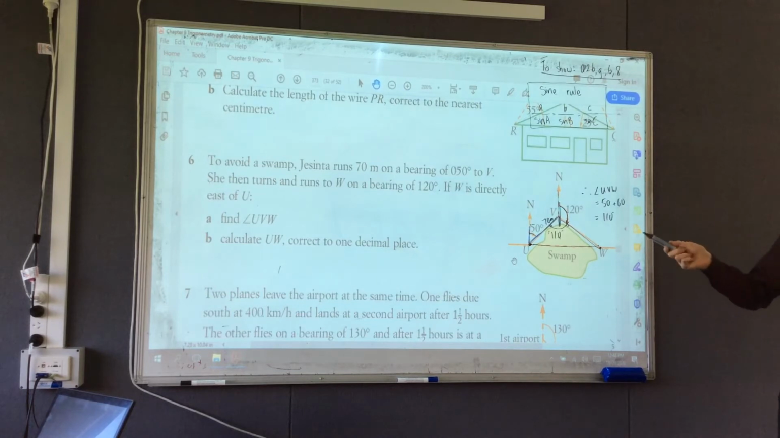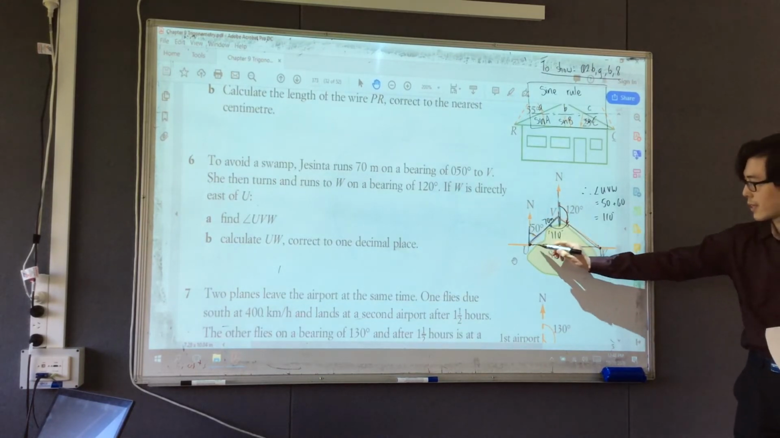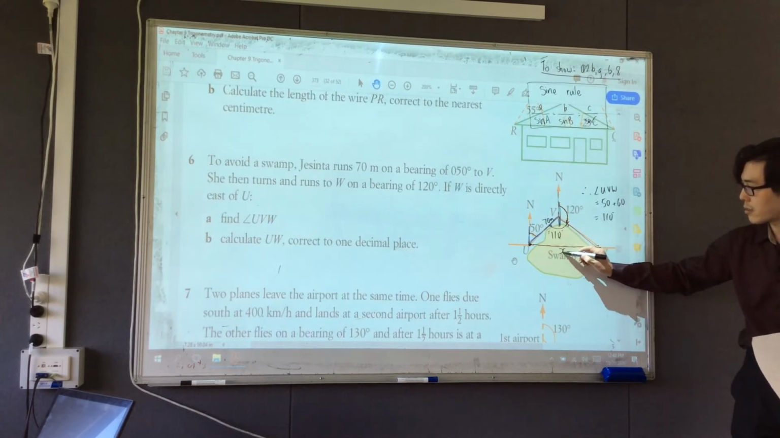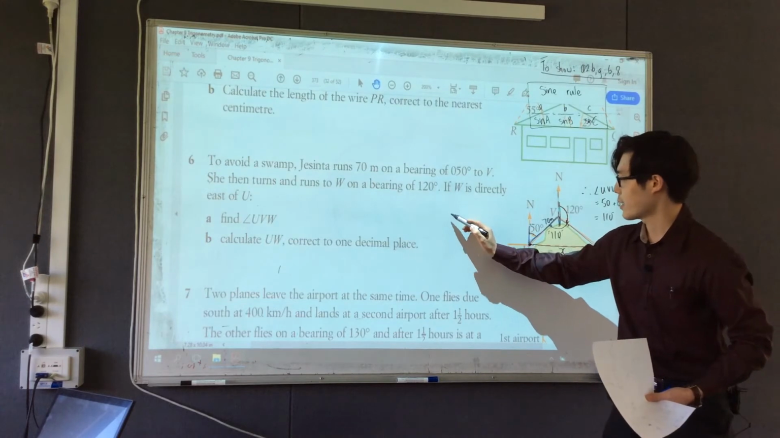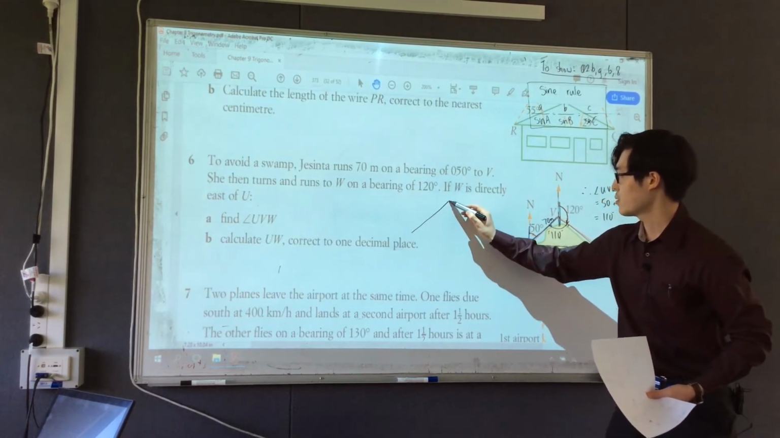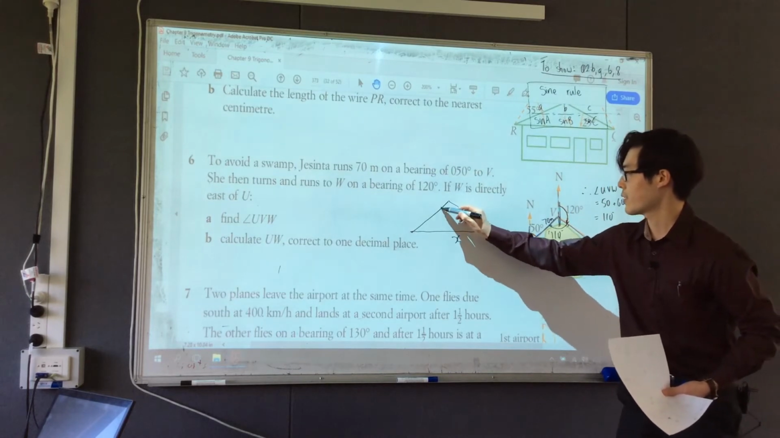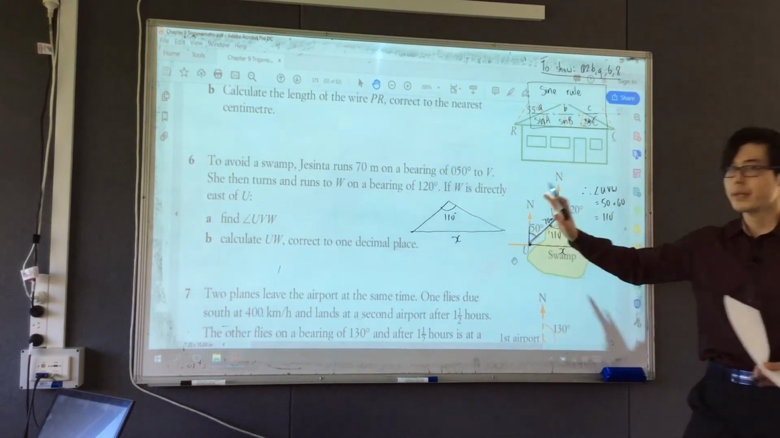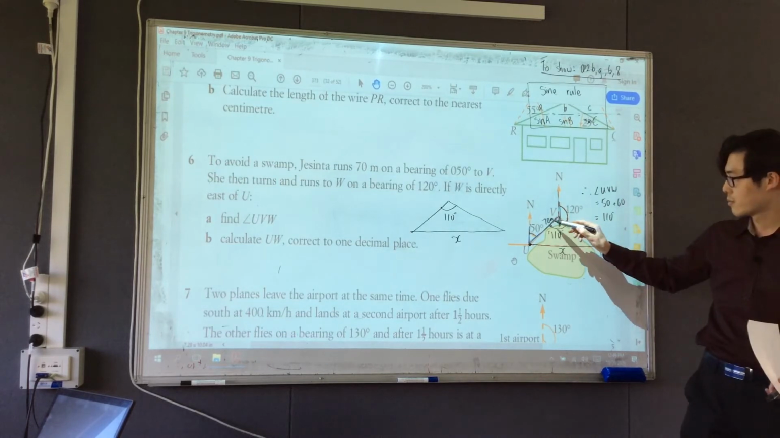The reason they wanted you to find that, girls, is for question B. Calculate UW, so that's these two lengths, let's call that x. Let me draw out the triangle separately and you'll see what we need to do. It's the same problem as what I've just previously done. From here, what else do I know? 40, 70?